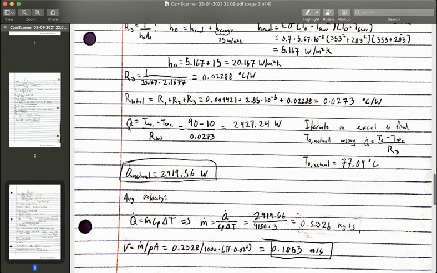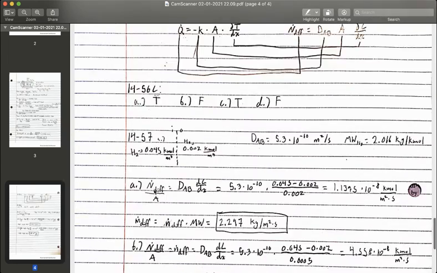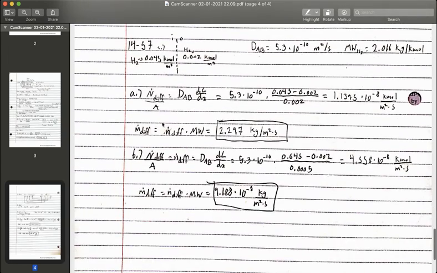And this isn't going to be totally right because we guessed at the temperature. So now we have to go into Excel and iterate to find the actual temperature. So I wasn't far off. The actual temperature is going to be 77 degrees Celsius here. And that will give us an actual heat transfer of about 2,220 watts. And then we can find the average velocity here. We find the mass flow rate from this equation, and then we can convert that into a linear velocity with this equation.